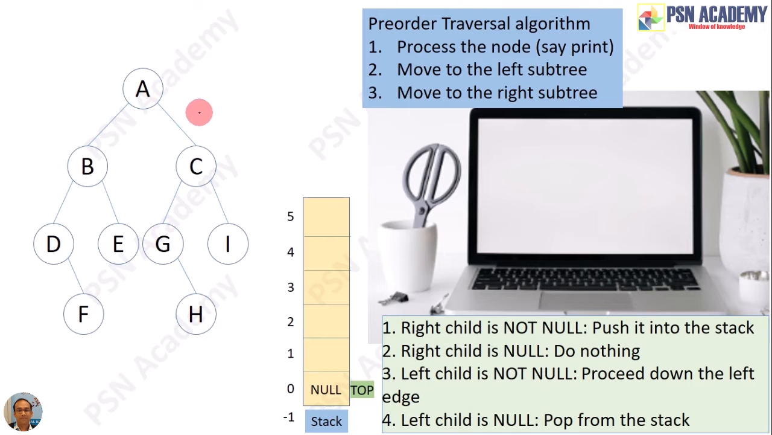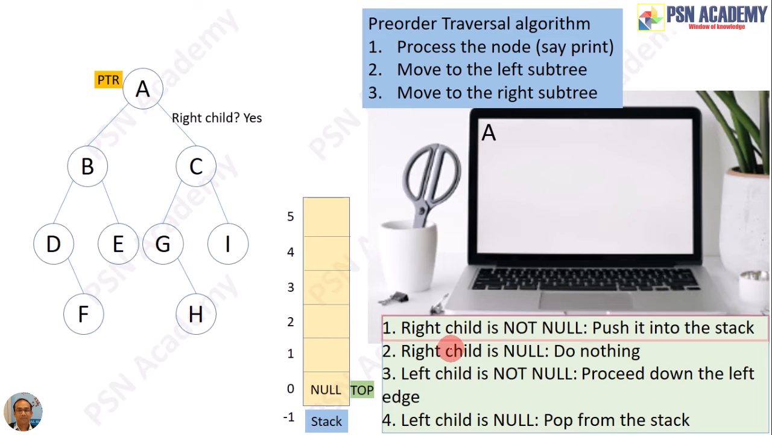Now let us start. You set a pointer PTR to the root first. Then you follow these steps. What the step 1 says, process the node, that is printing in our case. So you print A. Your step 1 is over. Next, move to the left subtree. But before moving to the left subtree, you check these rules. Right child? Yes. The C is a right child.